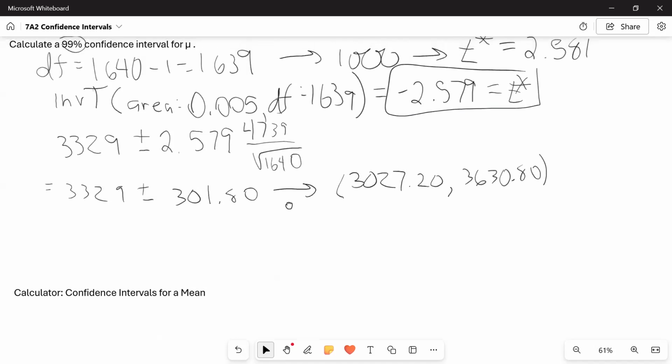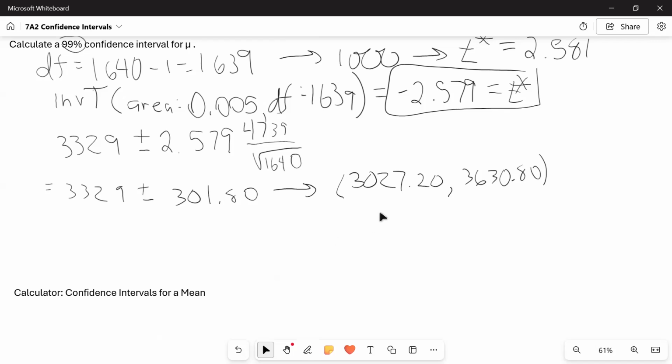Okay. Now the question comes up is how should we interpret the interval in this example? Interpreting the confidence interval is very, very important. So what we would say is we are 99% confident that the interval from $3,027.20 to $3,630.80 captures the population mean cost of an engagement ring for all US adults who have bought one.